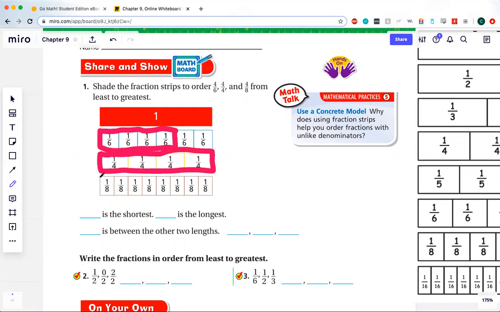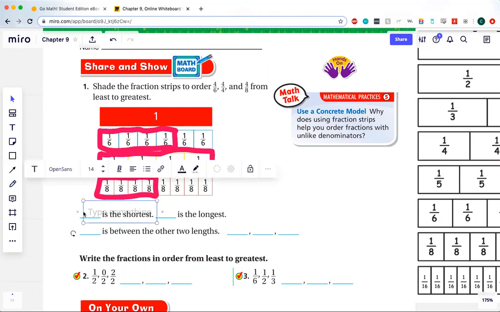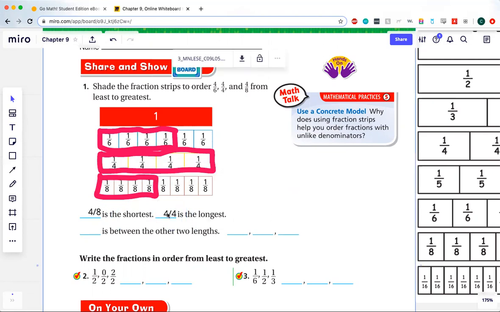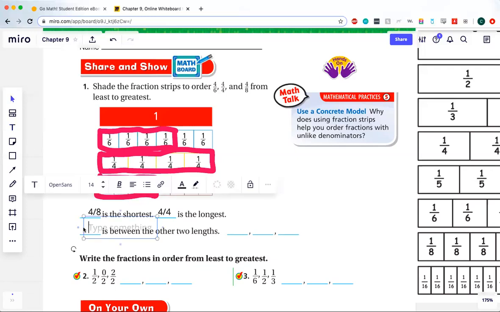And then 4/8. I'm going to start from 0 and go 1, 2, 3, 4. Okay, and there's 4/8. So which one is the shortest? We can see that 4/8 is the shortest, okay? And then we can see that 4/4 is our longest piece, okay? Now, which one is the in between? In between is our 4/6, the 6 pieces. So 4/6.